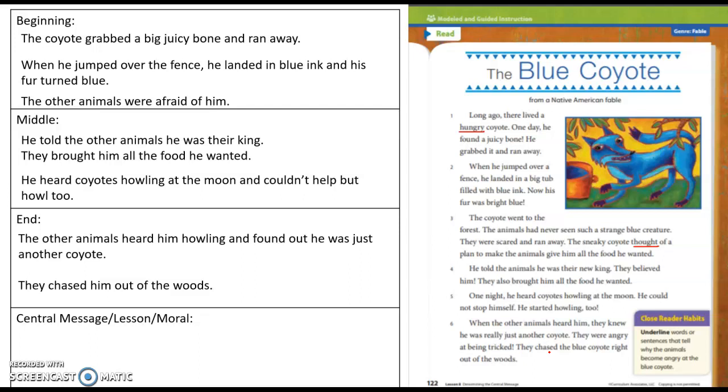the animals, right? Well, now it's your turn to identify the central message or the lesson or the moral on your own. So you're going to be doing that by answering a discussion question today. So think about the actions of the coyote. Think about what happened at the end of the story, and then you'll be able to figure out what he may have learned from tricking the other animals.